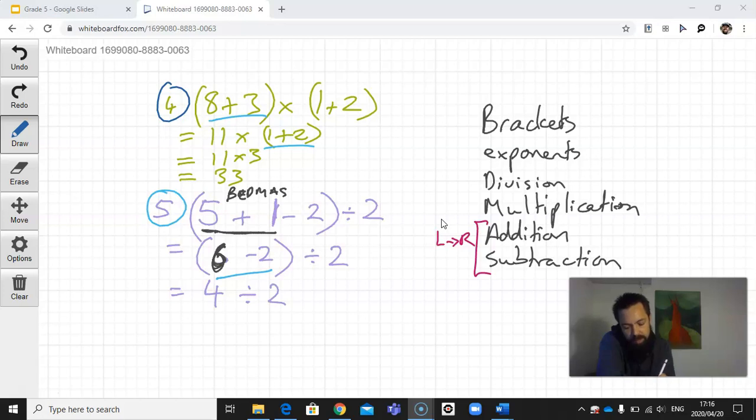We don't need to underline this time. 4 divided by 2 is 2. Another way of asking 4 divided by 2 is how many times does this 2 fit into the 4? And we can see 2, 4. So the answer is 2, and that's where our 2 comes from.